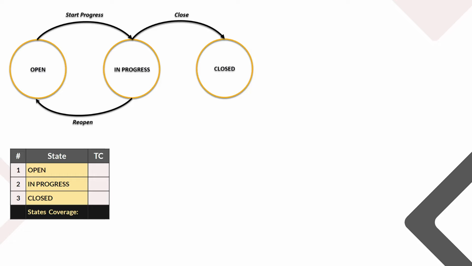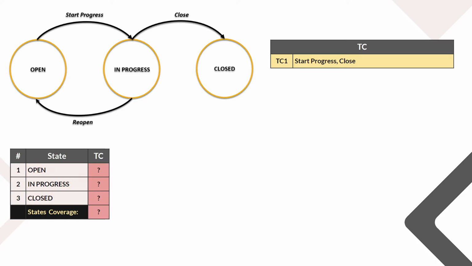As with equivalence partitioning, BVA, and decision table test design techniques, it's best to visualize the test coverage with a table. We simply write down all available states. We have three of them. After that, we write a test case, the same as in the previous examples. How many states do you think this test case covers? With two events, start progress, close. It covers all three states: open, in progress, closed. Accordingly, the all states coverage is 100%.